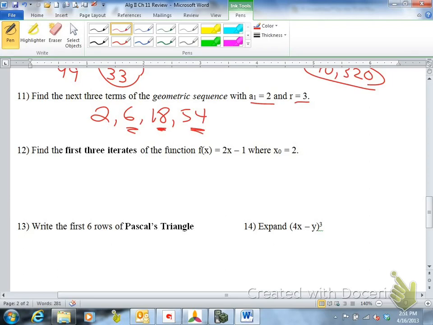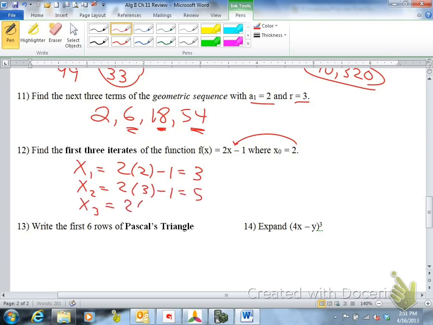Find the first 3 iterates. For the first iterate, you plug 2 into the function. 2 times 2 minus 1, so you get 3. And then you plug 3 into the function, and you get 6 minus 1, which is 5. And you plug 5 into the function, and you get 9.